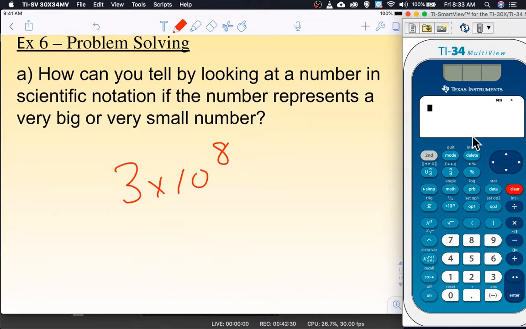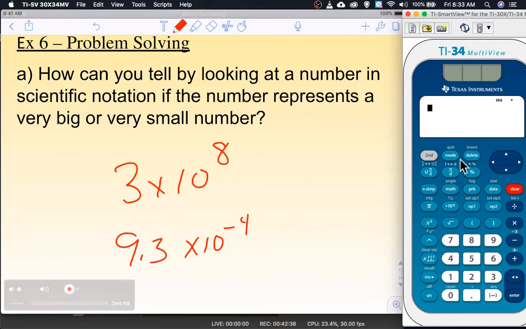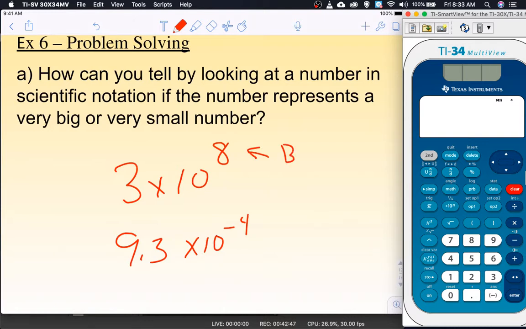Where if I had 9.3 times by 10 to the negative 4th, if I have a negative exponent, that's going to be a very small number because the decimal would move this way, become 0.000 whatever. So big exponent, big number. Small exponent, by small I mean negative exponent, it's a small number.